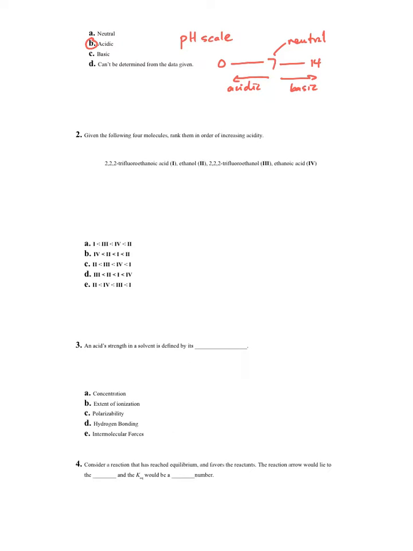So given the following 4 molecules, rank them in order of increasing acidity. So one good strategy for answering any type of problem that gives you a name is just to draw the structure so you have a better idea of what you're looking at. So let's go ahead and do that first. We have 2,2,2-trifluoroethanoic acid. So here's ethanoic acid, here's the 1 carbon, here's the 2 carbon, and that's bearing 3 fluorines.